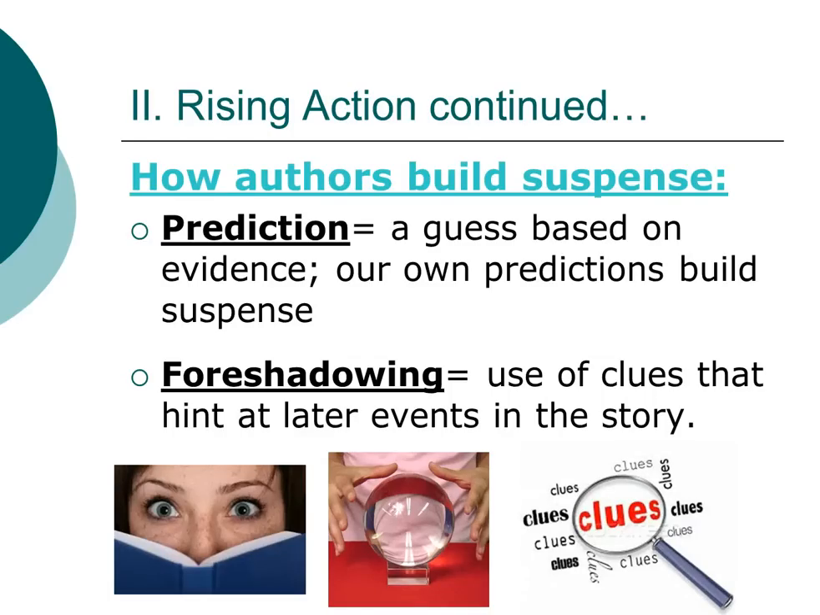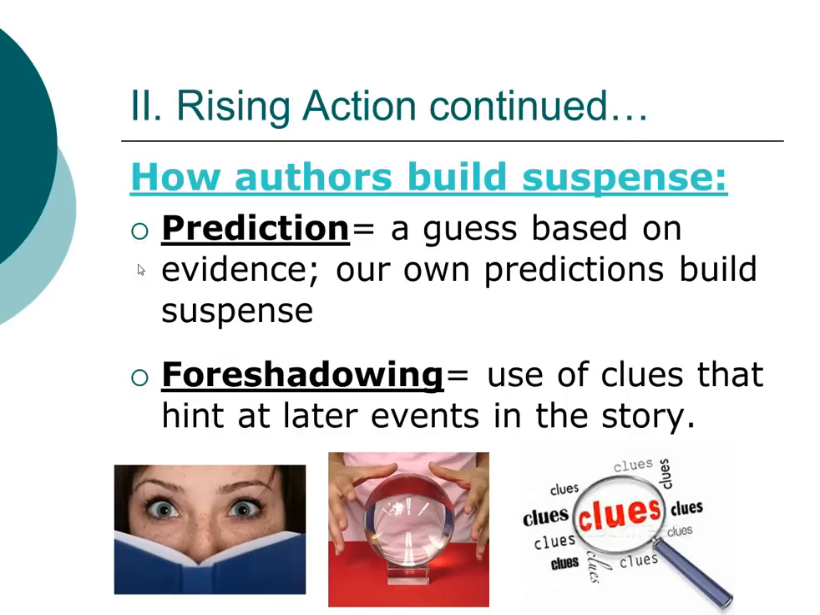So how do complications build suspense exactly? Let's zoom in on this. Complications build suspense because when complications happen, we naturally start to make predictions. We start making guesses based on the evidence in the story, and then we want to keep reading because we want to see if our predictions are right. That is how authors build suspense. So, a review, you should know this as one of your six key reading strategies. Prediction, that's making a guess or an inference based on evidence in the story, and then that builds suspense.